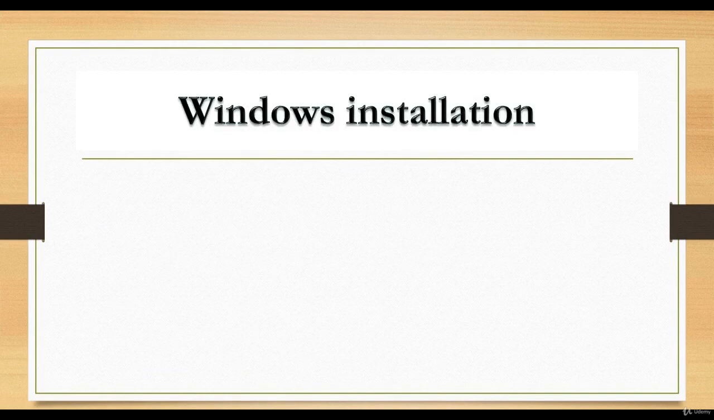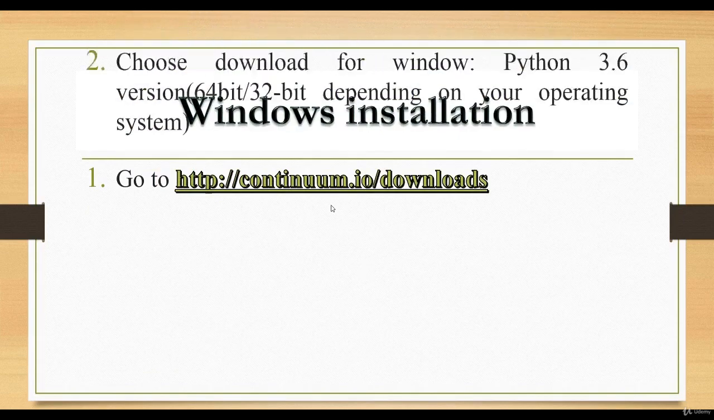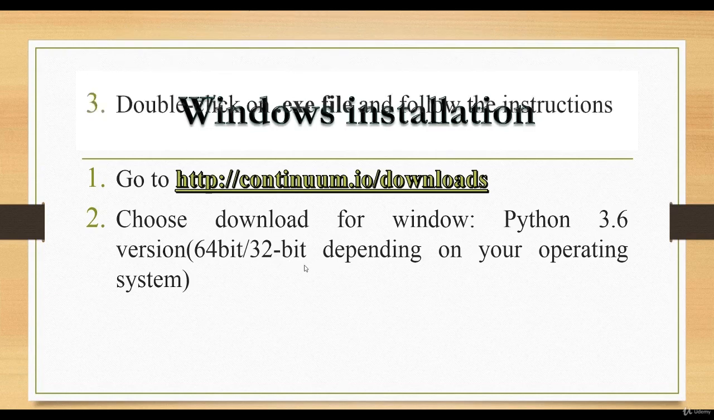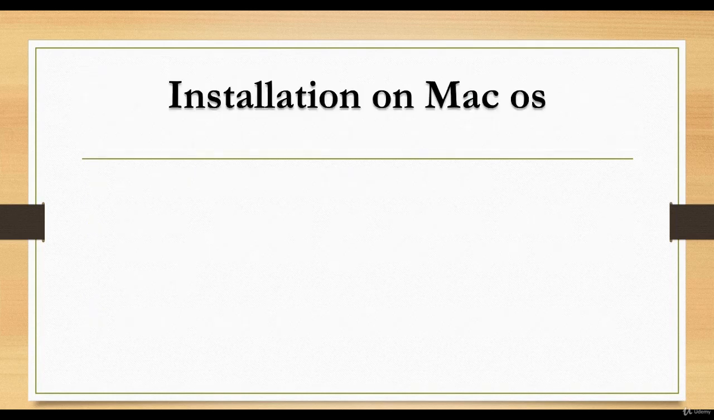Windows installation. Go to this website packageName.io and download the installer for Windows. For this session we are using Python 3.6 version. Depending on your computer, whether it is 64-bit or 32-bit, you choose that installer. Double click on the exe file and follow the on-screen instructions.